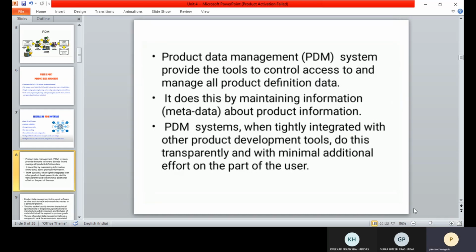Did you understand, Hitesh, Pratiksha? Have you understood? Yes, sir. Okay, just write down the points.